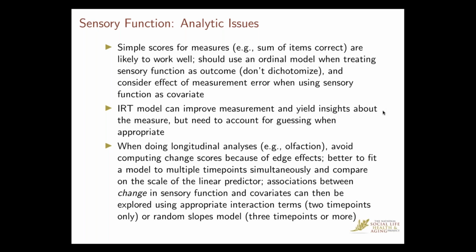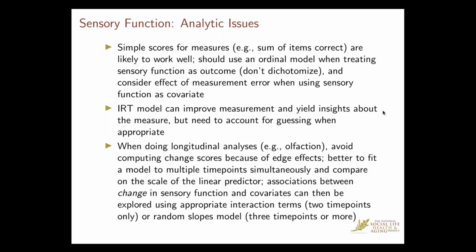And then finally, I would just say, if you're considering doing longitudinal analyses on the olfaction or sensory function data more generally, you typically want to avoid just computing change scores, partly because they're subject to really strong edge effects. Most people get the olfaction items correct, and there's a tail to the left among persons who have some kind of deficit there. But when you start subtracting them, you do kind of funny things.